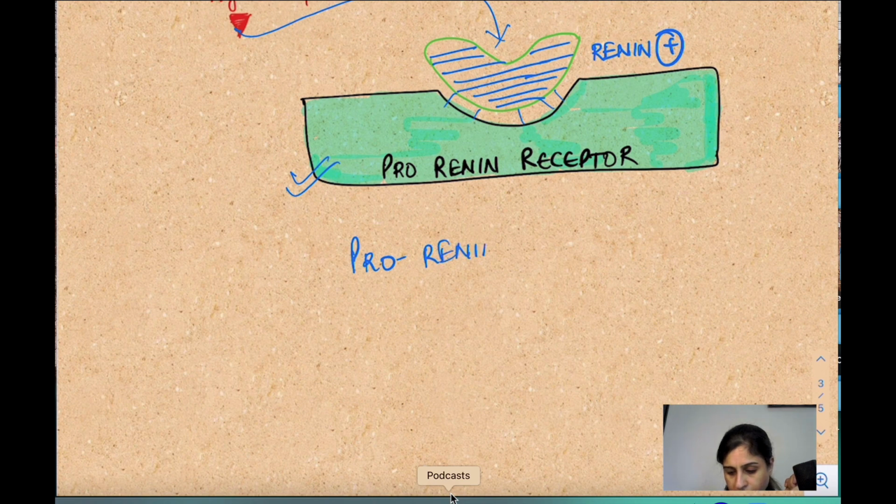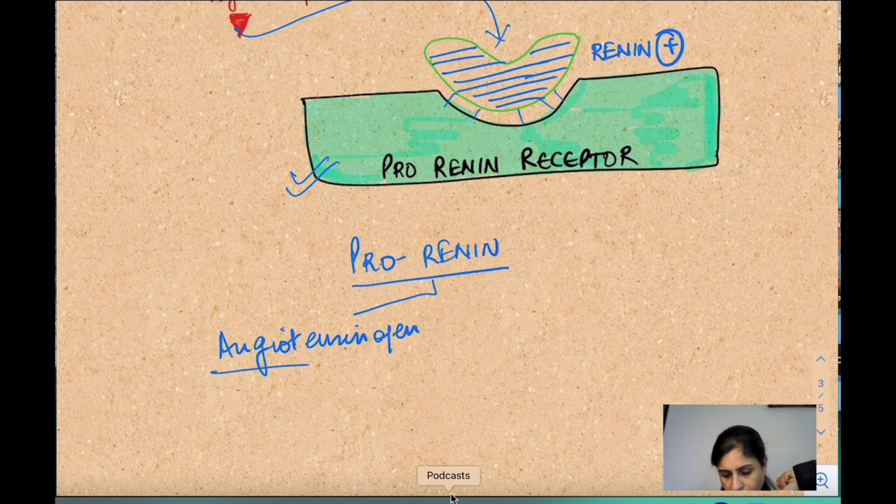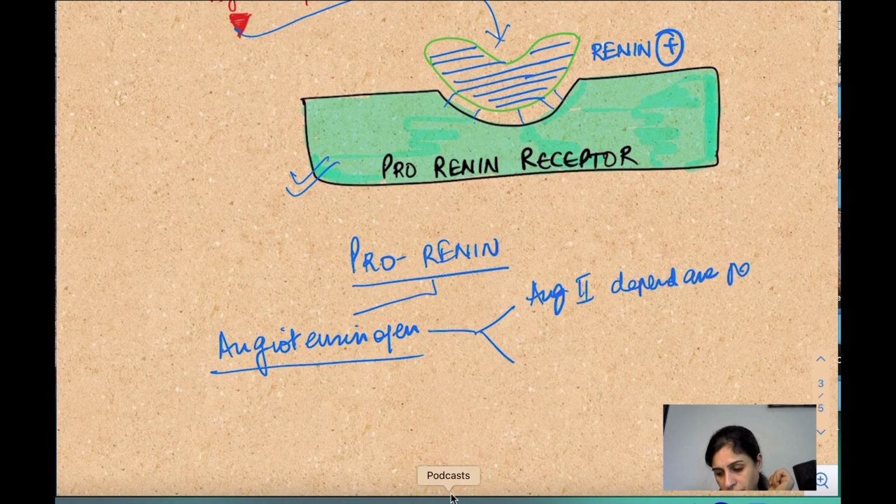So prorenin is going to bind this angiotensinogen, and it is then going to do two things. One is it is forming the angiotensin 2 dependent pathway, which means angiotensinogen gets converted into angiotensin 1, then angiotensin 2, and there are other effects because of this.